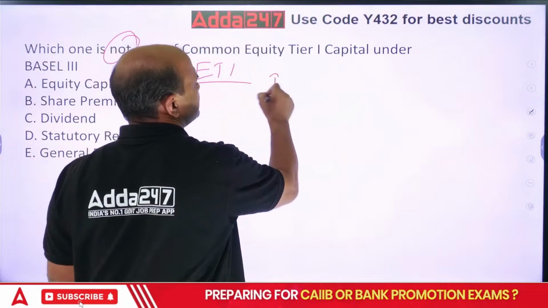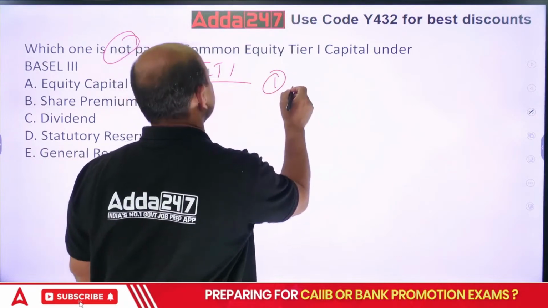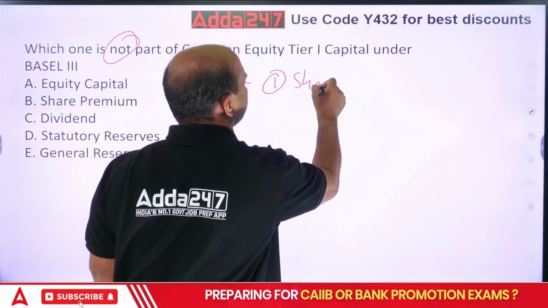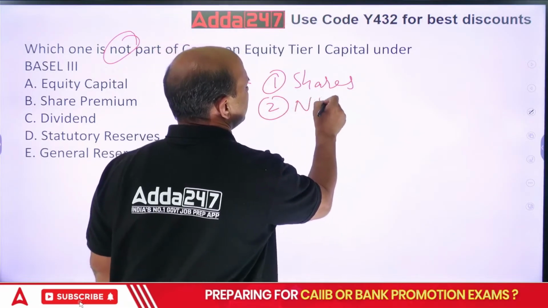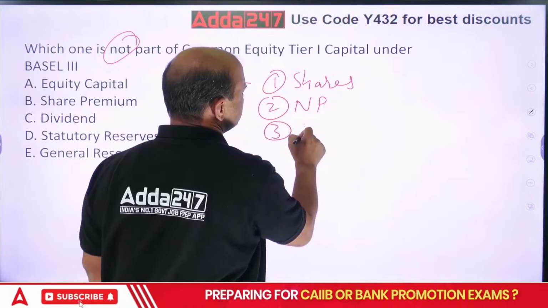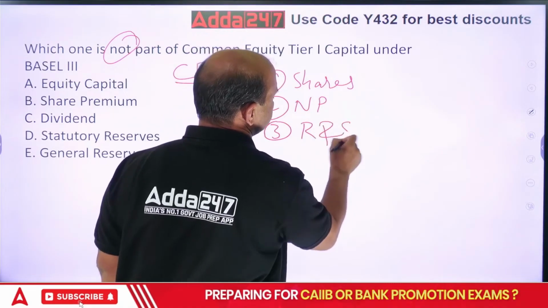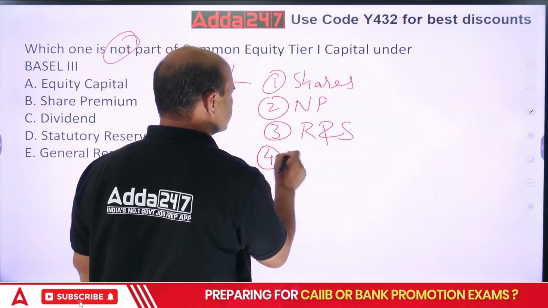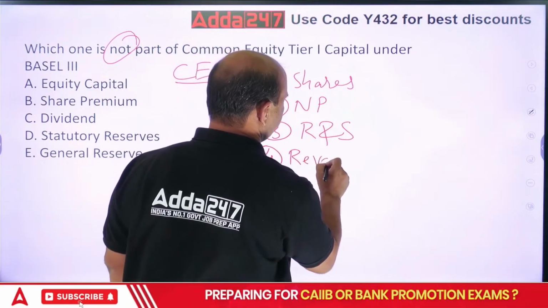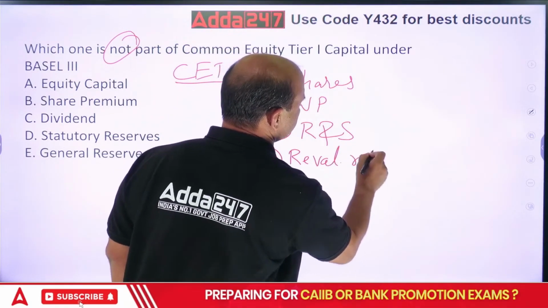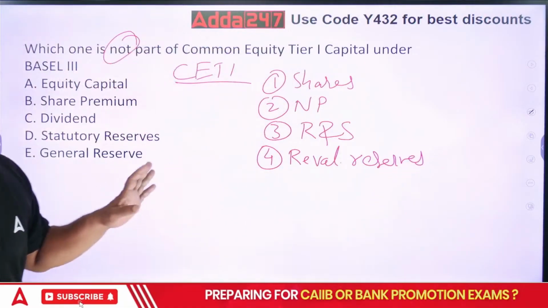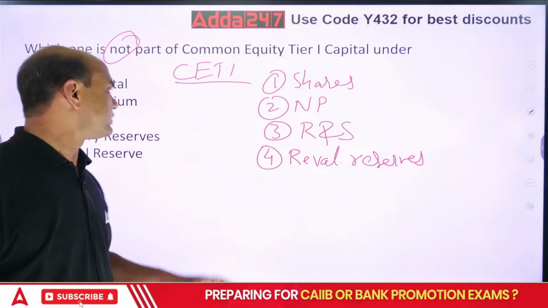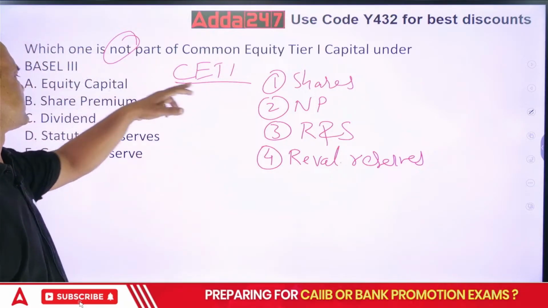One, shares. Shares means equity capital. Okay, shares, or you can call it equity capital. Second is net profit. Third is reserves, R and S, reserves and surplus. And fourth is revaluation reserves. Reval reserves. Okay. So these are the 4 elements mainly. Now, out of these 4, look at this. Equity capital. So shares there.